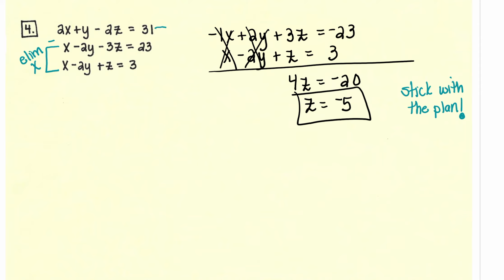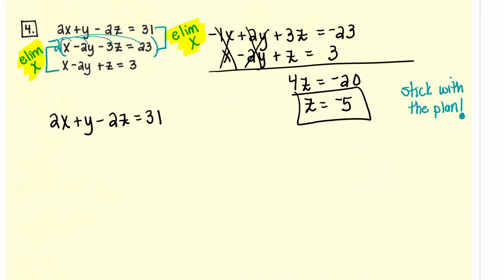I think I'll use the top one and the middle one, and I will eliminate x. Remembering that this needs to match, so if we have star equations, they will match. To eliminate x, if this is a positive 2, I need to multiply this by a negative 2 in order for them to cancel, which I will distribute. Distributing is a place where it's easy to make a careful mistake, so that's why I always draw those arrows. So I'm going to bring the top equation, 2x plus y minus 2z is equal to 31.